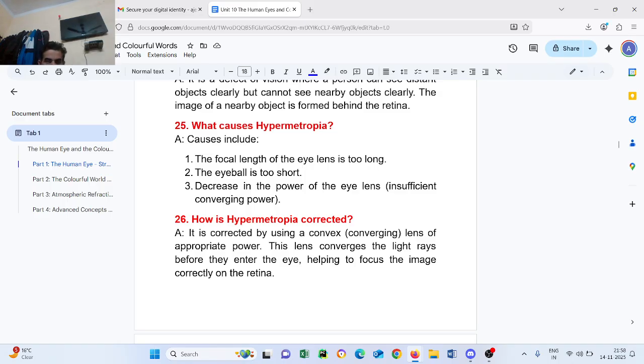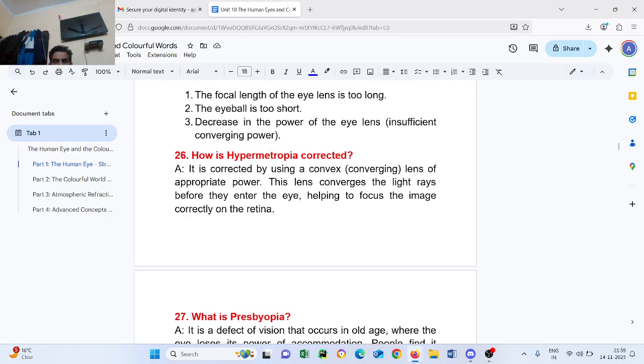Question number 26. How is hypermetropia corrected? It is corrected by using a convex converging lens of appropriate power. The lens converges the light rays before they enter the eye, helping to focus the image correctly on the retina.